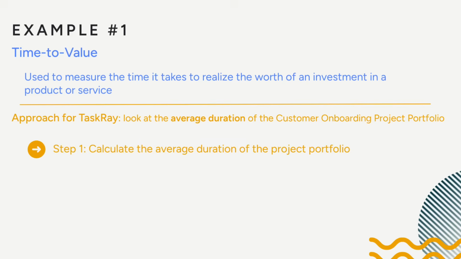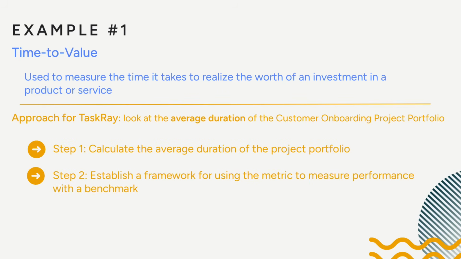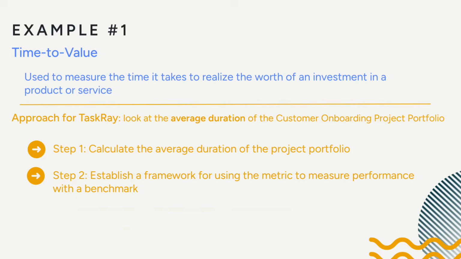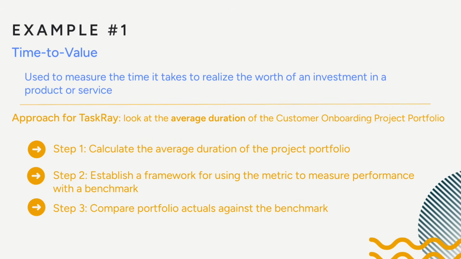Once the average duration for the project portfolio is known, the next step is to establish a framework for using the metric to measure performance. This is where having a benchmark becomes important. Think of the benchmark as the North Star. It is the goal for where the metric should stand. The benchmark could be based on past data, company goals, or even industry standards. Once the benchmark is defined, it can be compared to portfolio actuals to determine if things are staying on track.